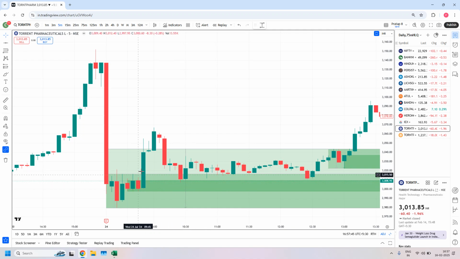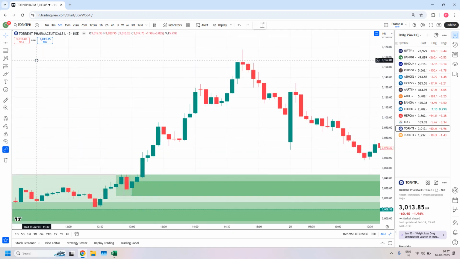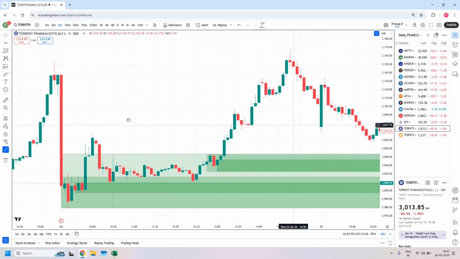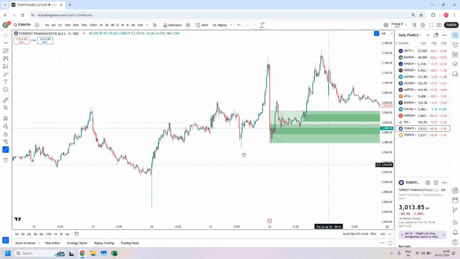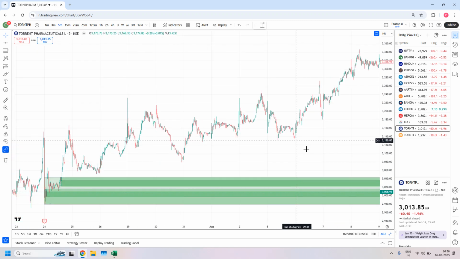Because it is tested, see, prices moved up and again came down and picked up the order, you can't plan a trade. There are higher chances this zone will be violated. Okay, what about this? This is the zone we can plan a trade. But what happened?